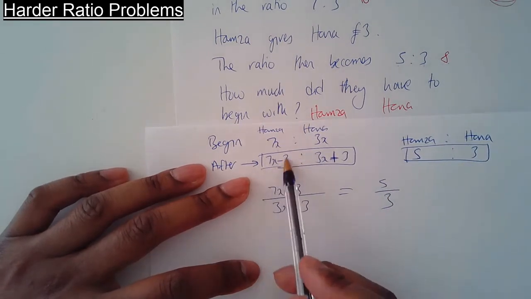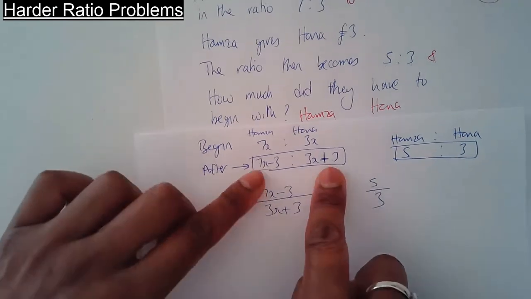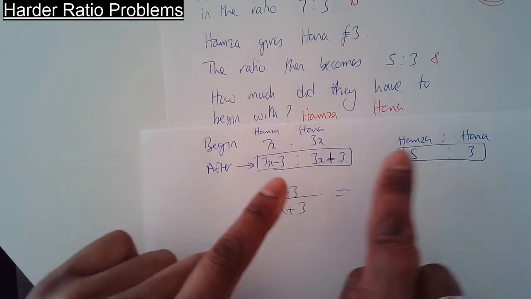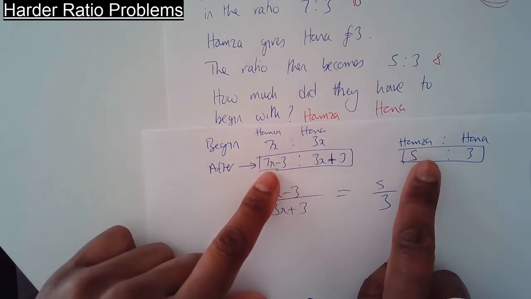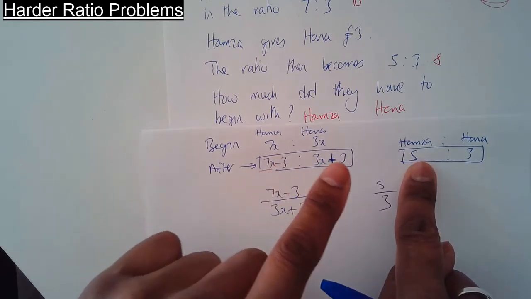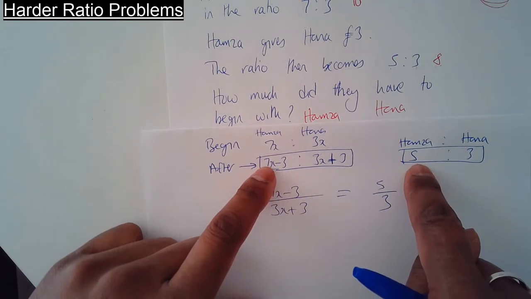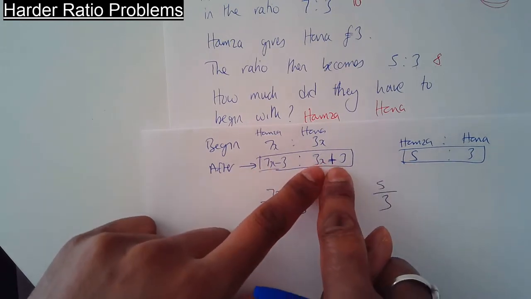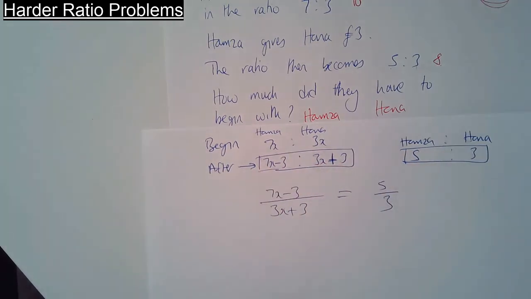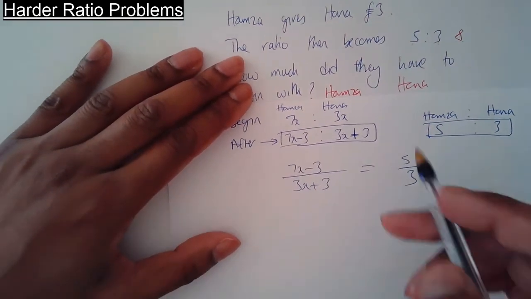We know 7x minus 3. Remember, all of this and this represents afterwards. This is Hamza. I'm pointing at Hamza over here, Hamza over there. So 7x minus 3 is equal to 5. And Hannah, 3x plus 3 is equal to 3. And I've written that as an equation. Now I need to solve it.